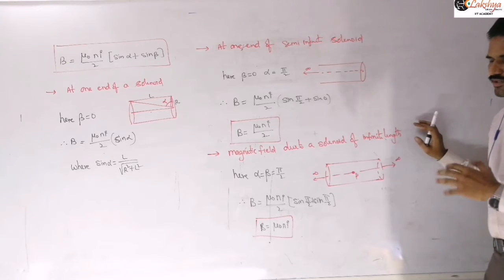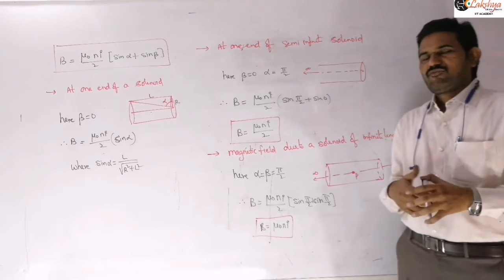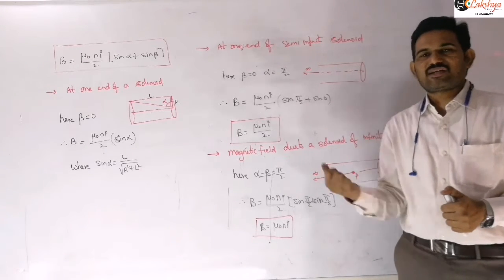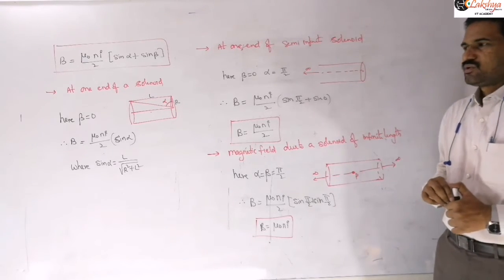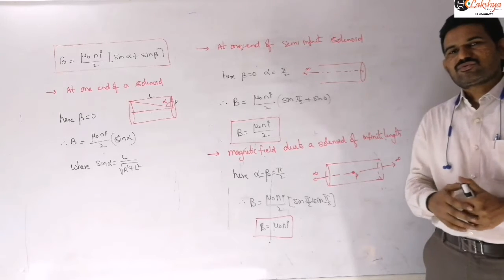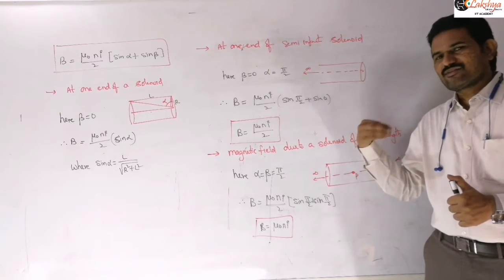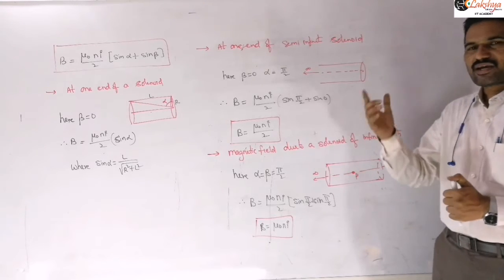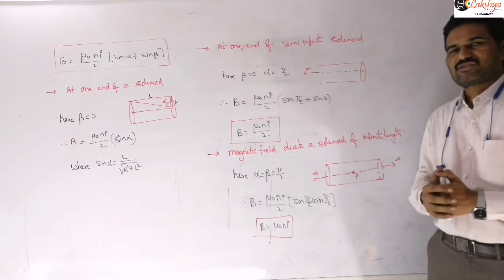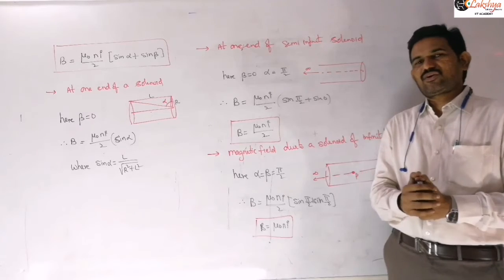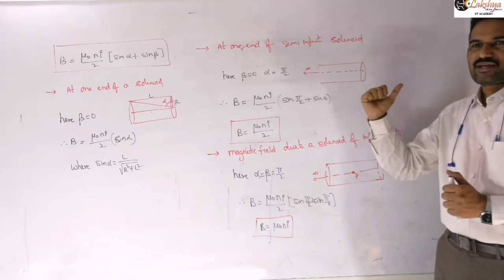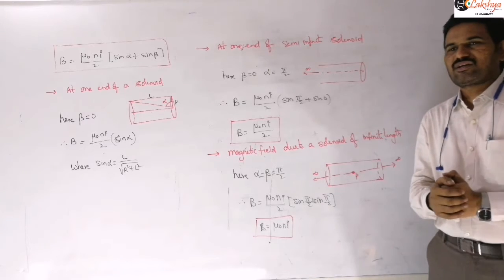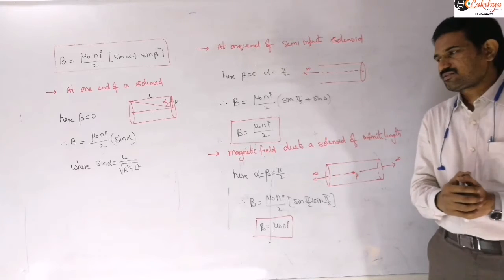Another important thing for a solenoid is the direction of the magnetic field. What is the direction of the magnetic field due to this solenoid? You can recall that in yesterday's class we discussed the magnetic field due to a circular ring on its axis. What is its direction? Only along the axis. Either it may be towards the center or away from the center, depending on the direction of flow of the current.